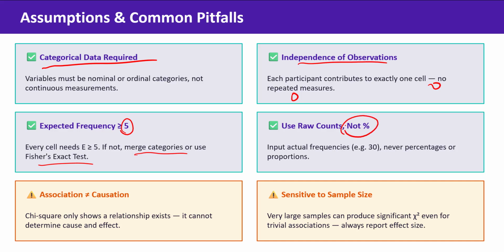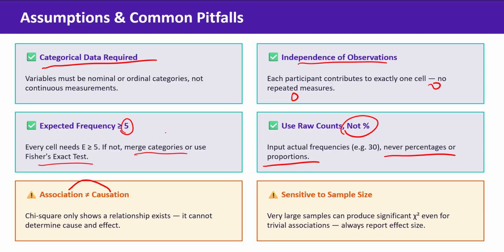Into actual frequencies, right? We never use percentage or proportion. Even the percentage we convert to frequencies, multiply by the sample size, and get the actual frequencies. Also, one pitfall is that association is not equivalent to causation, right? There's no causation implied in our chi-square test. It only shows a relationship exists, but it doesn't determine the cause and effect.